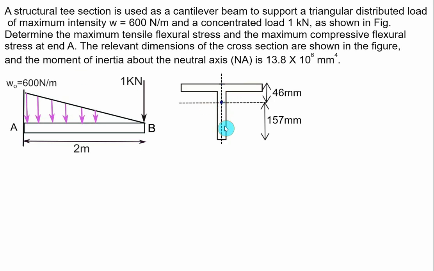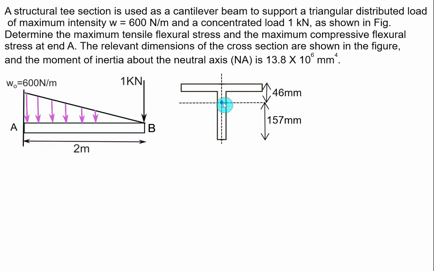The centroid from the bottom fiber is 157 and from the top fiber it is 46 mm. And the value of Iz is also given, that is 13.8 into 10 to the power 6 mm to the power 4. Since we are interested to know the bending stress here, first we calculate the bending moment at point A, and then we'll calculate the bending stress.